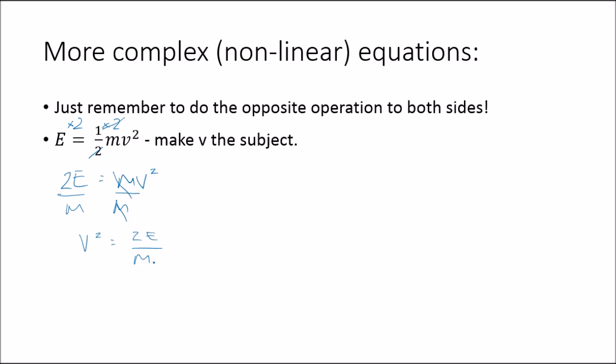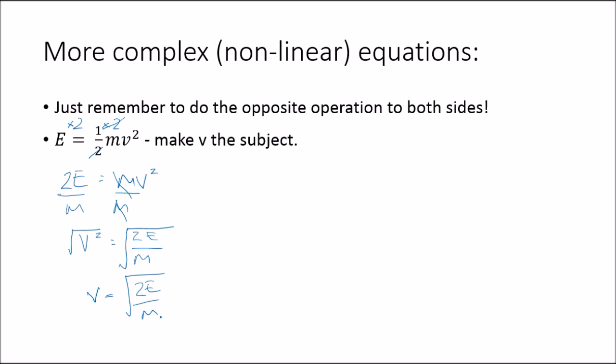Now the only thing that's slightly different here is we've got to think about the opposite operations. The opposite of squaring something is to square root it. So we'll take the square root of both sides. So the square root of v squared will equal the square root of 2e over m. Now the square root of v squared is just v, so the square and the square root cancel each other. So we get v equals the square root of 2e over m.